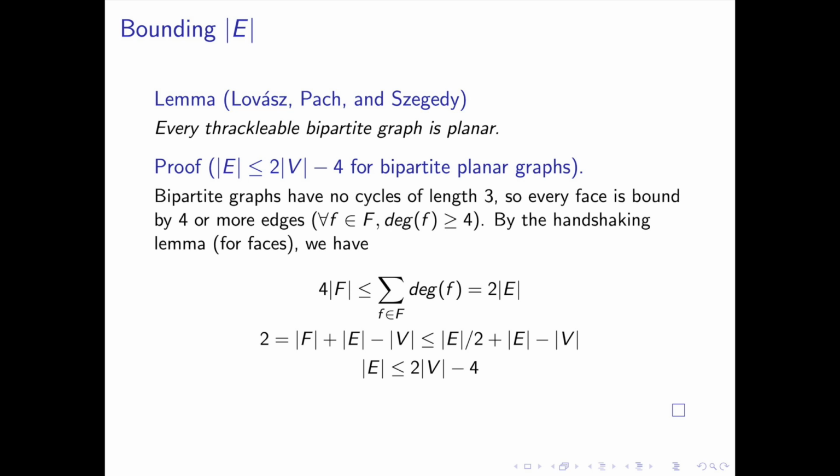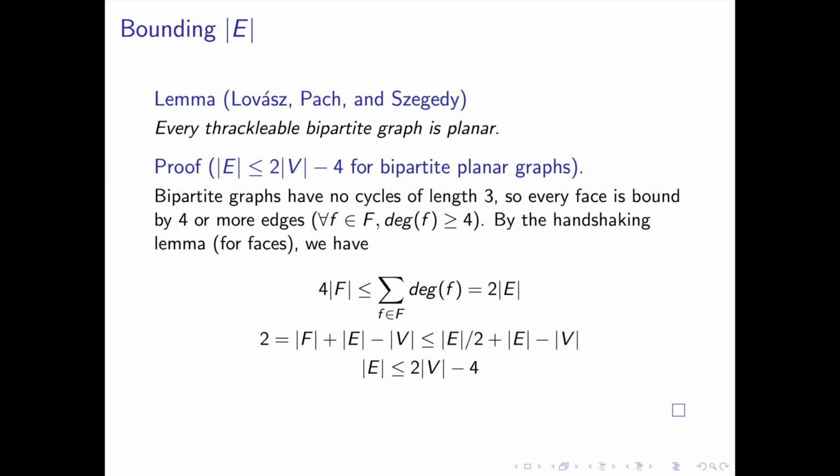First, they show that every bipartite Thrackle is a planar graph, using Kuratowski's theorem. Without getting into the details, they show that every Thrackleable bipartite graph doesn't contain a subdivision of K5 or K3,3. They then use this to show that every Thrackle of n vertices has at most 2n minus 3 edges. This proof requires a good amount of work, but we can prove 2n minus 4 much more easily.